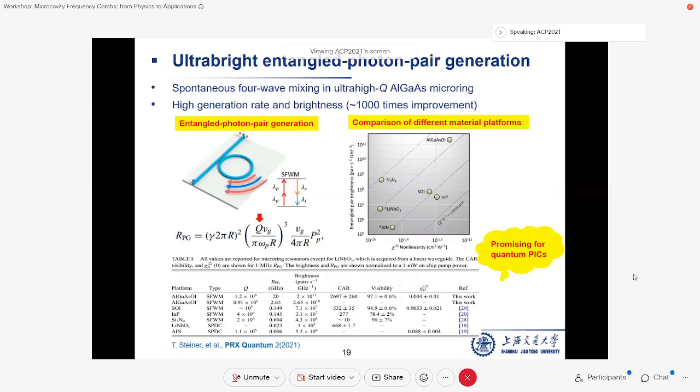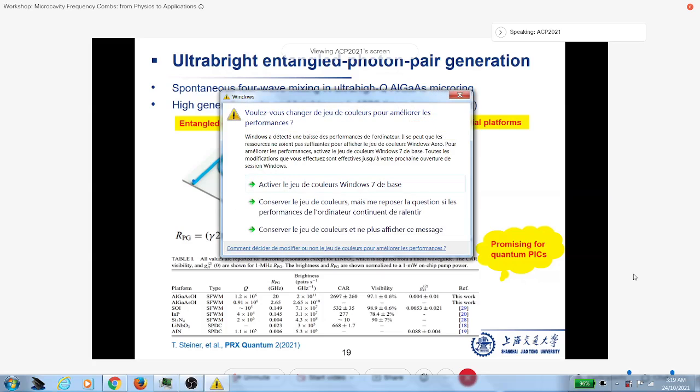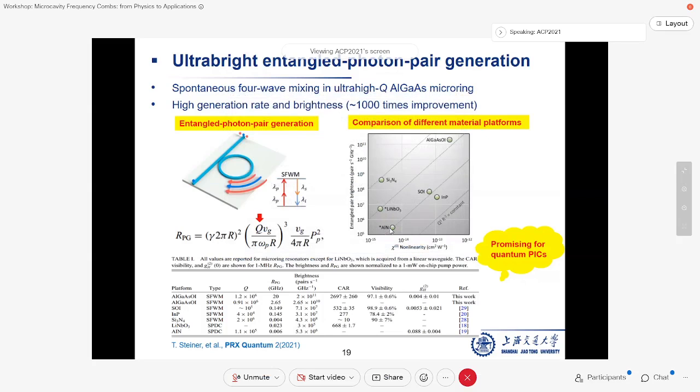We can use it for quantum state generation, for example based on the spontaneous four-wave mixing principle. We can have very high generation rate and also brightness. The generation rate scales with the cube of the Q factor, so you can imagine how much we can improve. This is also an improvement of about three orders of magnitude compared to the previous platform for this application. I would say it's very promising for quantum integrated circuits.